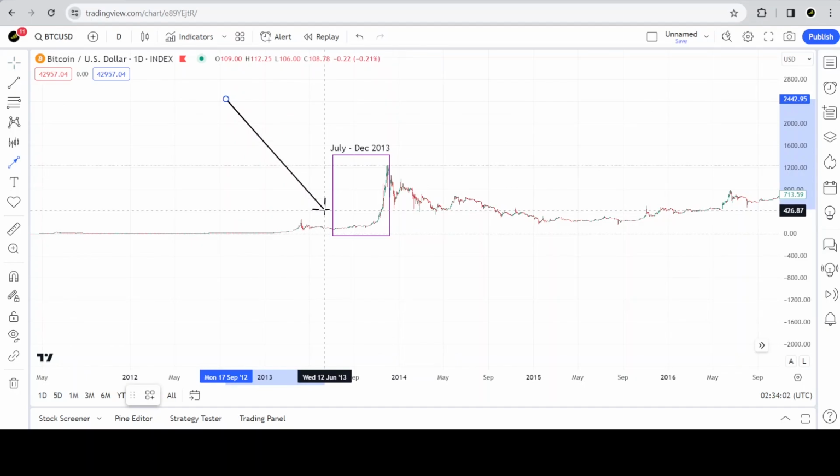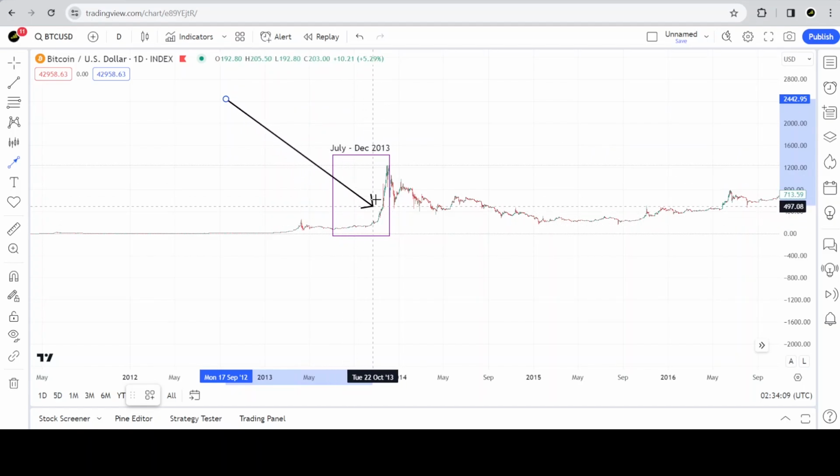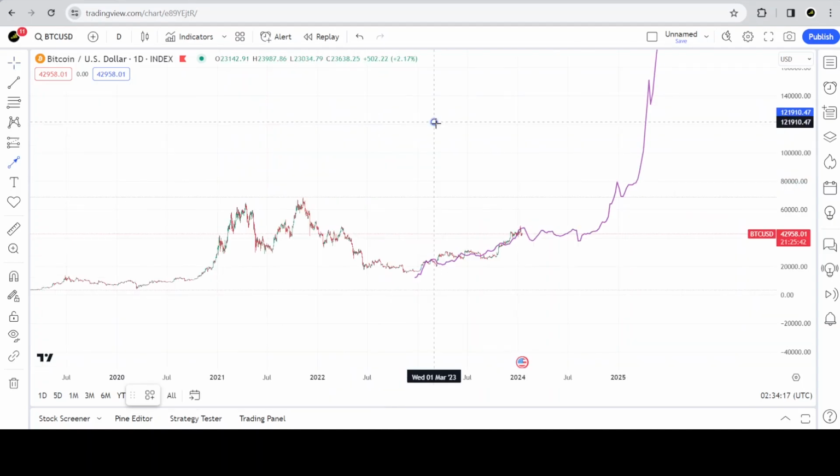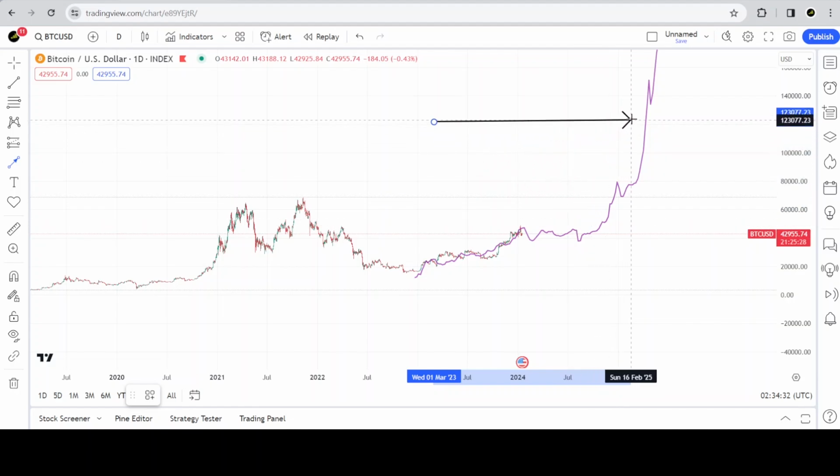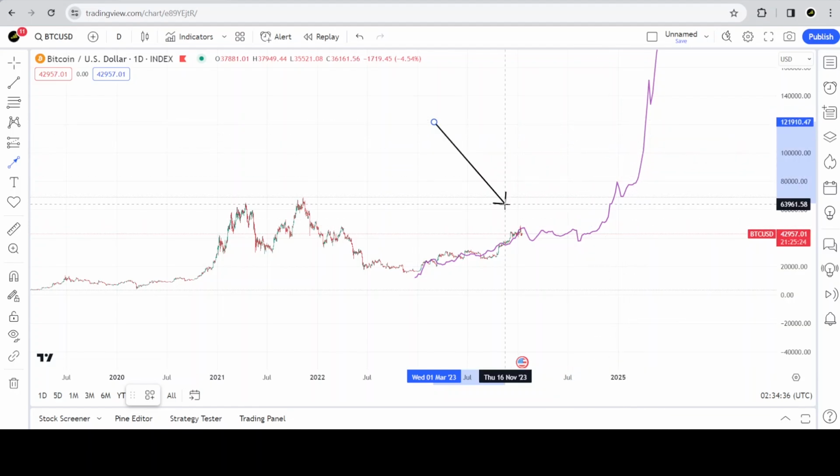Okay, so the next structure took place from July through December 2013. So let's copy and paste this structure onto today's chart. Here is that structure matched to today's timing, height, and depth. And as you can see, price is moving up. Now in this one, it has a larger consolidation that takes place right here before moving up more aggressively. Let's examine the next structure.